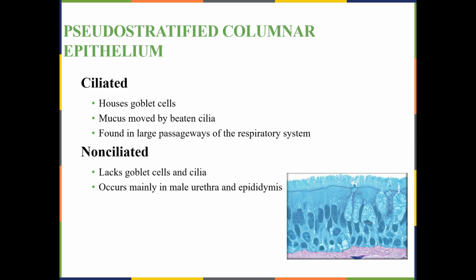Pseudostratified epithelium, or pseudostratified columnar epithelium. Here's a beautiful goblet cell. That is just gorgeous right there. You can see those cilia really nice up here. Can be ciliated or non-ciliated. Functions similar to your simple columnar, so secretion and absorption of materials. Ciliated, found in our respiratory tract. Non-ciliated, very few places. The male urethra and epididymis are places where you'll find non-ciliated pseudostratified columnar epithelium.